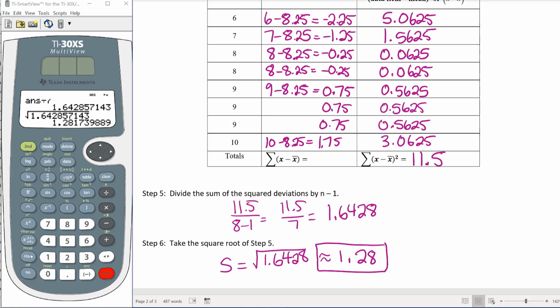Now that's pretty small with our data set, so a lot of my data value items are going to be pretty close together because that's what that is going to be saying. My standard deviation is fairly small.